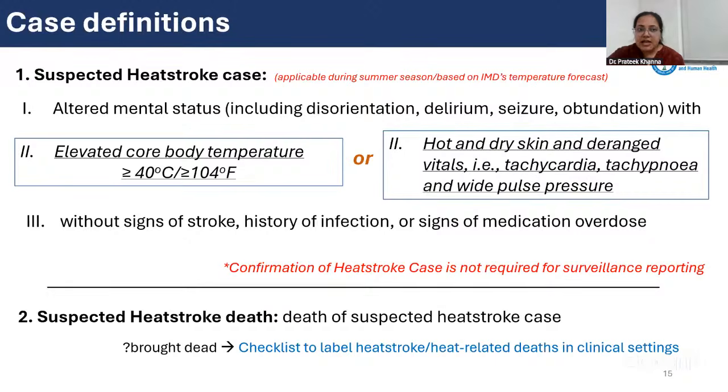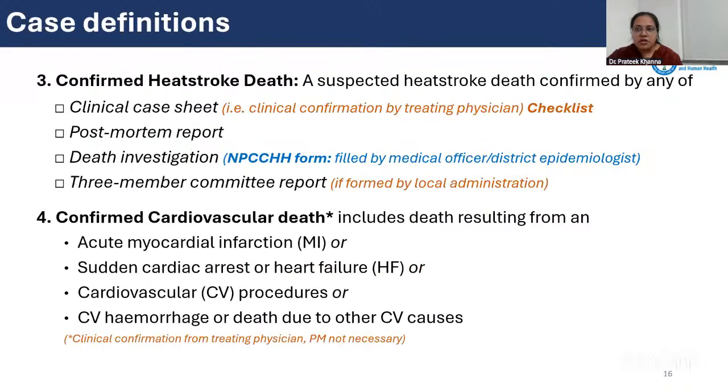And secondly, the elevated core body temperature should be more than 40 degrees Celsius, or the patient has tachycardia and wide pulse pressure, hot and dry skin is there, and deranged vitals are present. So this should be kept in mind if we are reporting the patient on the portal as a suspected heat stroke case, and also correlate this with the outside temperature and the relative humidity present in your area or in your state or district from where you are reporting it.